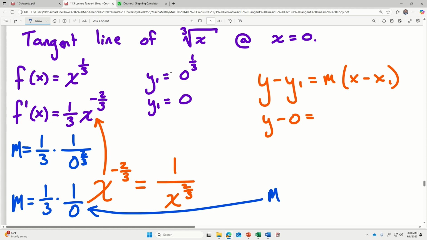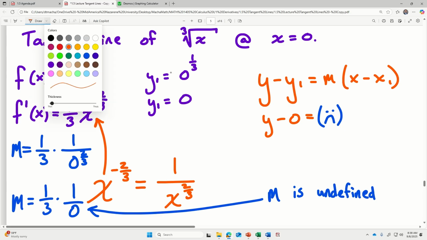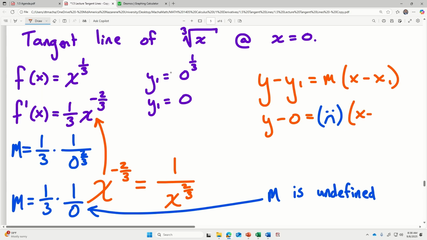Okay. So at this point, we say, I cannot divide by 0. Dividing by 0 is an undefined operation. So our slope is undefined. And if I was trying to use this formula, then it would look like this. I just can't do it.